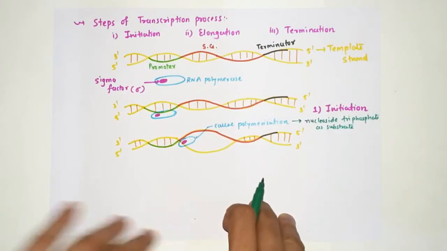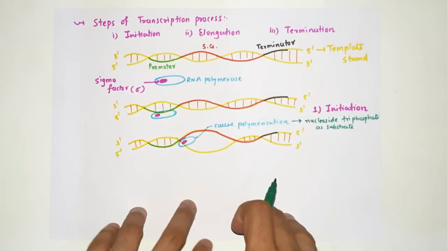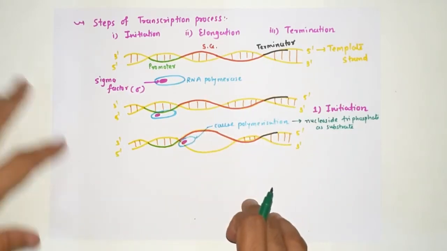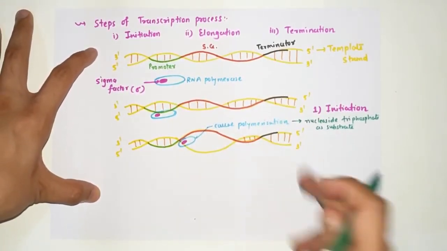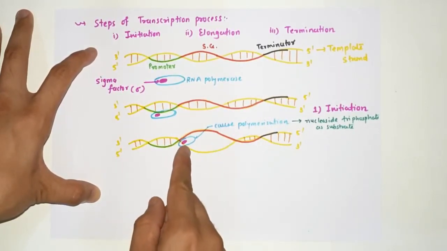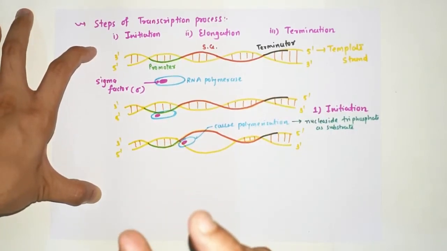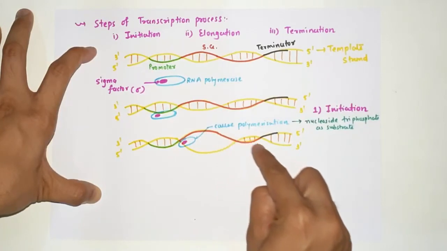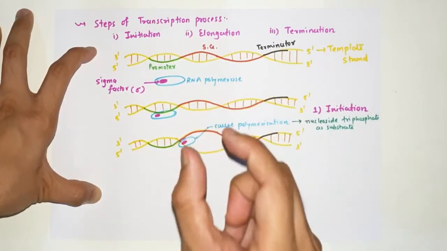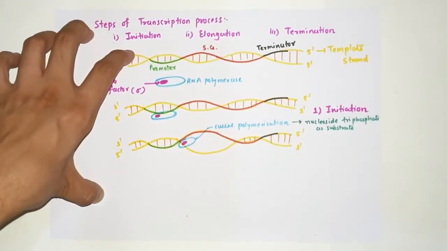And it mainly works based on the principle of complementarity. That means here it adds the nucleotides based on the complementary nucleotides of the template DNA. Then what happened? The short stretch of RNA always remains attached to this enzyme. That means as this elongation occurs, the short stretch of RNA remains bound to this RNA polymerase.